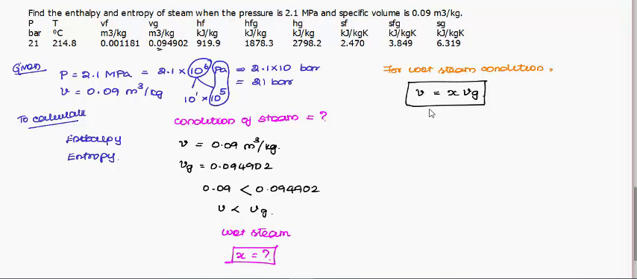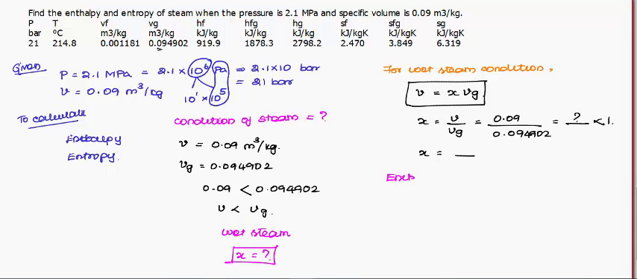The next one: x equal to V divided by Vg, so the V value 0.09 divided by the Vg value 0.094902. What is the value? It should be less than 1. Okay, now the x value is calculated here. So our question is enthalpy. Now you go on to solve the question.